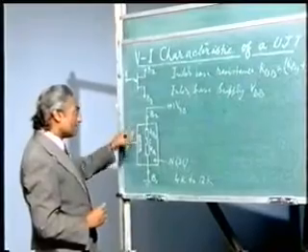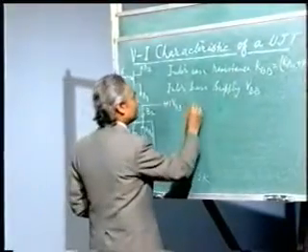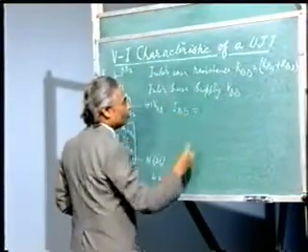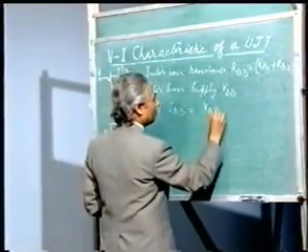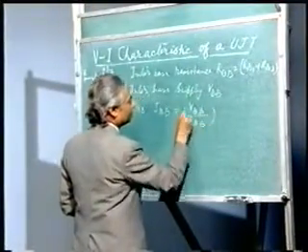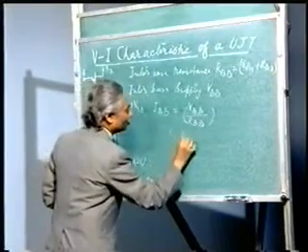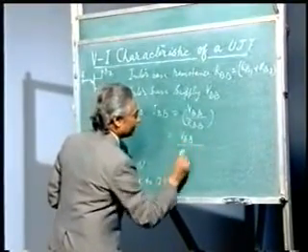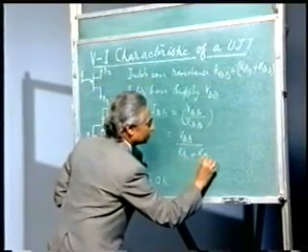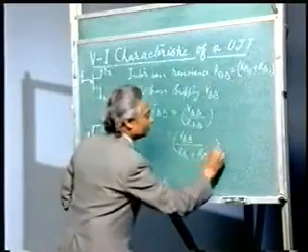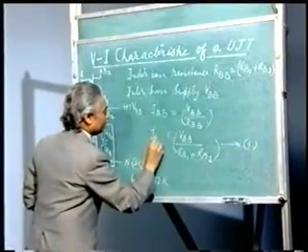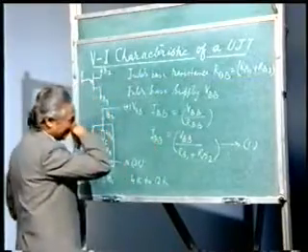And what will be the current through the device? The current, say IBB, will be equal to the supply voltage divided by total resistance RBB, which is equal to VBB upon RB1 plus RB2. Suppose this is equation 1. This is the value of the interbase current, IBB.